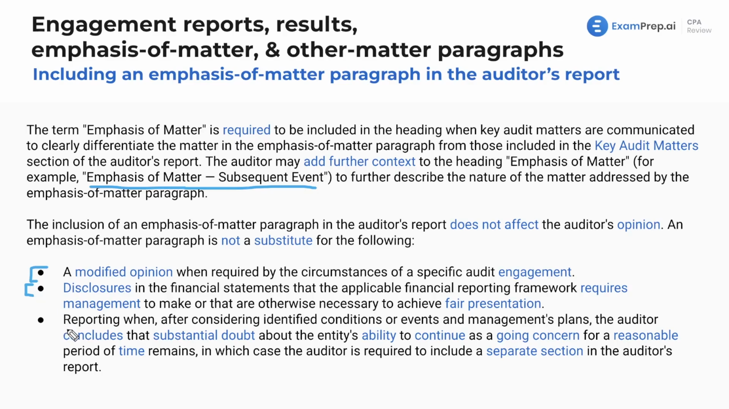And lastly here, it's not a substitute for reporting when, after considering identified conditions or events and management's plans, the auditor concludes that substantial doubt, we've seen this phrase a million times, right, about the entity's ability to continue as a going concern for a reasonable period of time remains, in which case the auditor is required to include a separate section in the auditor's report. So make a note of these, be familiar, and you will do just fine.